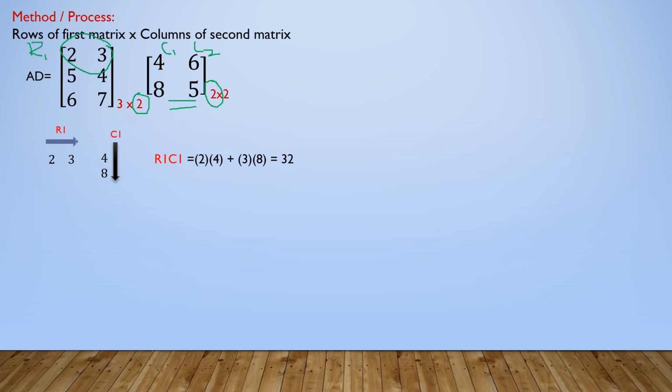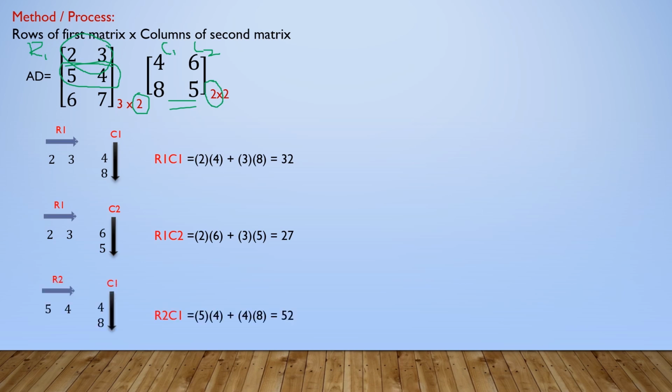Now we repeat the same process with the second column, using the same first row, R1 with C2 as well. So R1 C2. Do we have any other column in the second matrix? The answer is no. So now let's choose the second row of the first matrix, which is 5, 4. Now we are going to multiply R2 with C1. The method is still the same: first element with first, second with second. After that, we multiply R2 with C2. It means the process of R2 is finished.